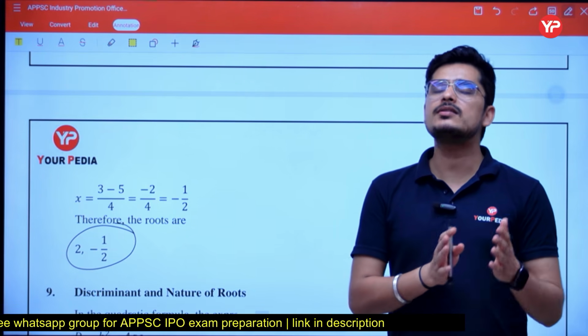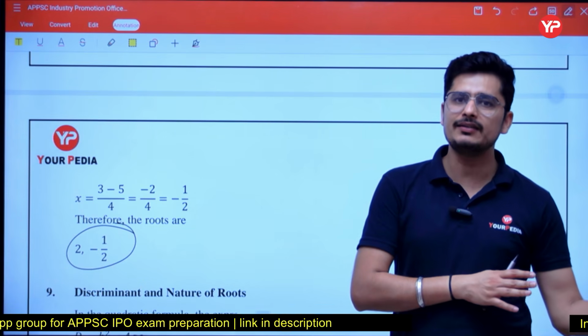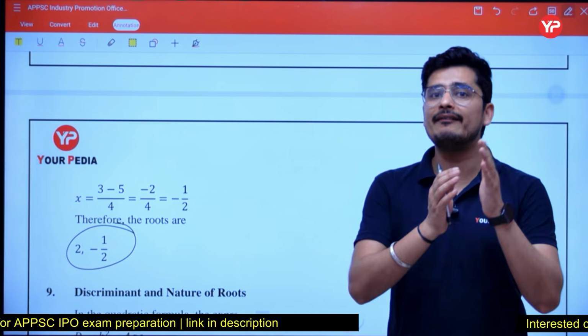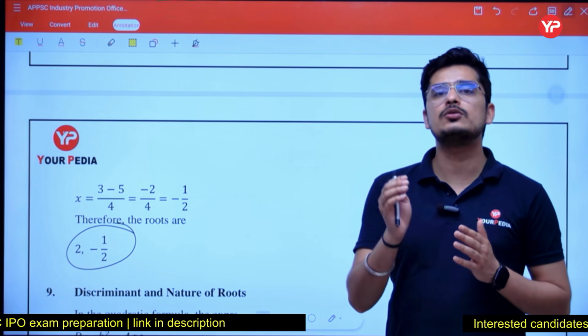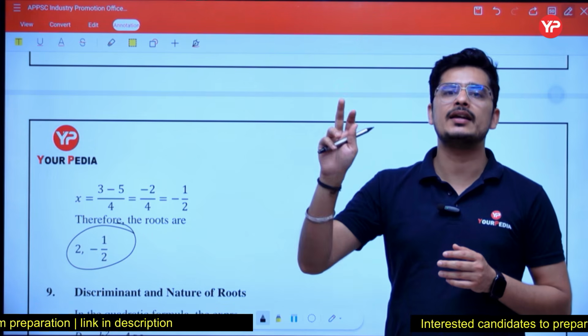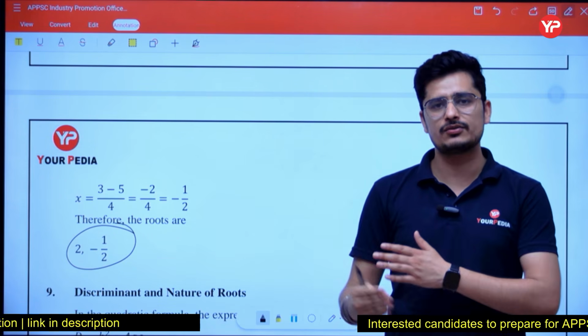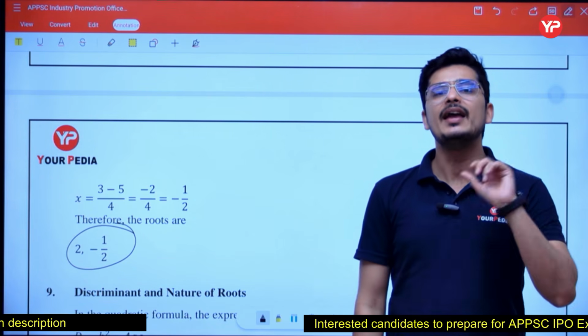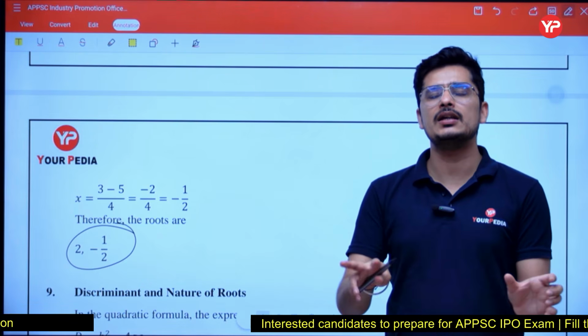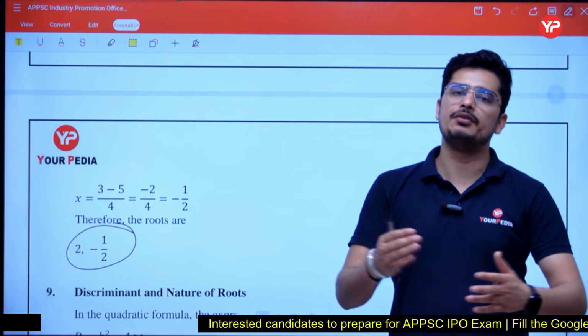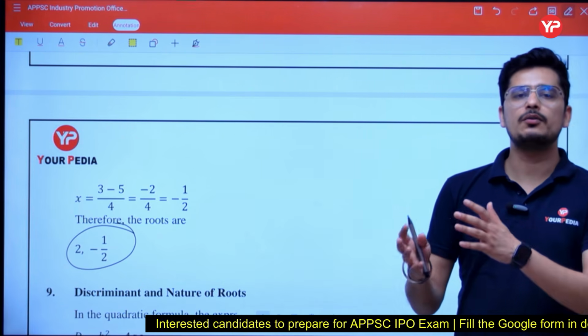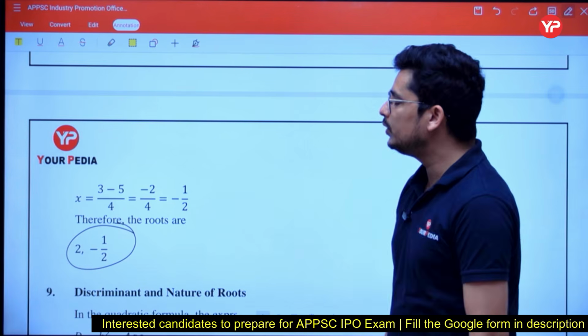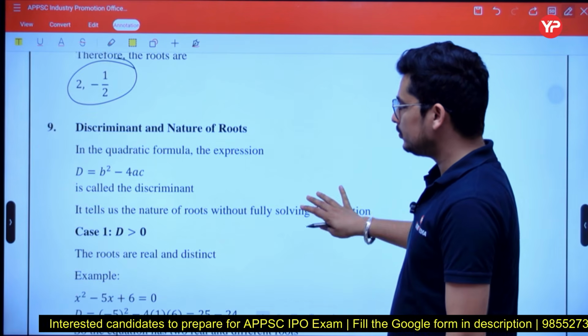Right? On the basis of these a, b and c values, we have a formula that x is equals to minus b plus minus under root of b square minus 4ac divided by 2a, and we will replace the a, b and c values into that. After solving that, we will get two different values of x.